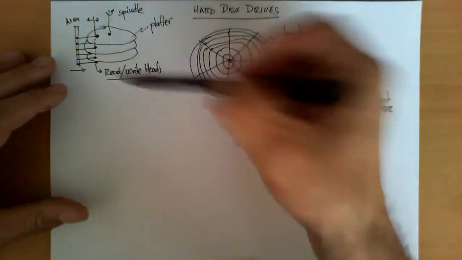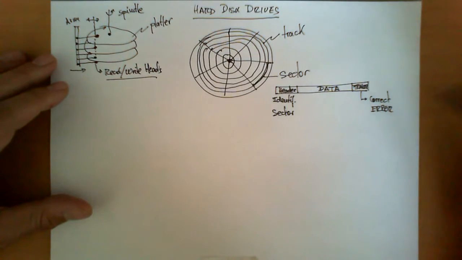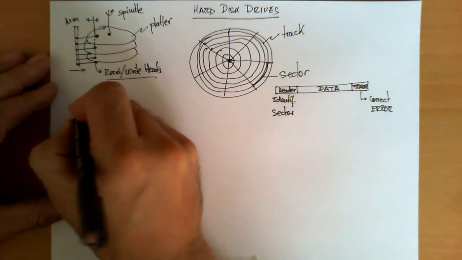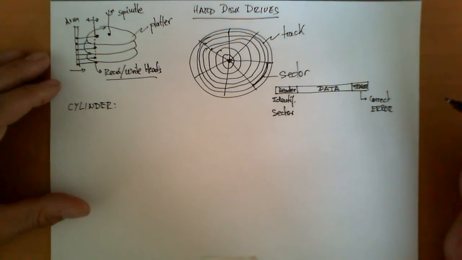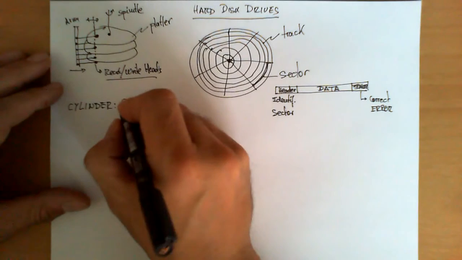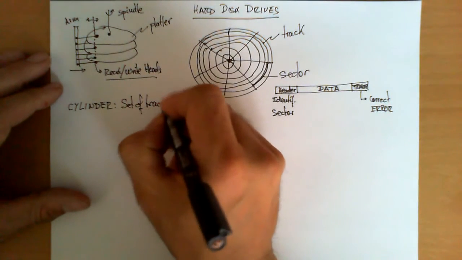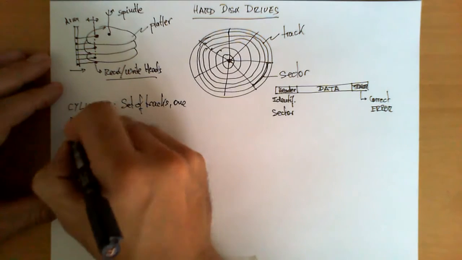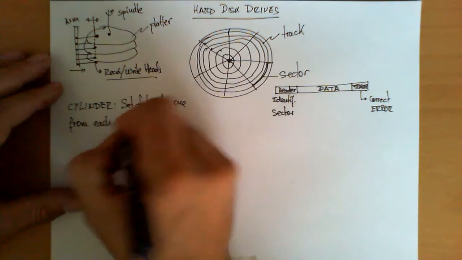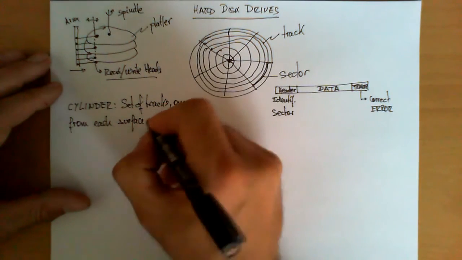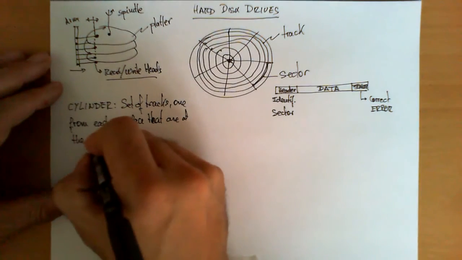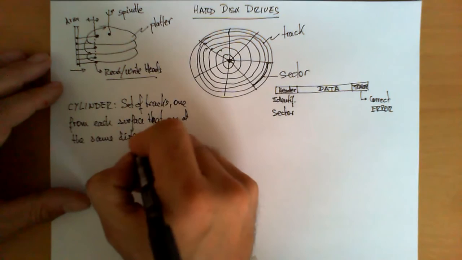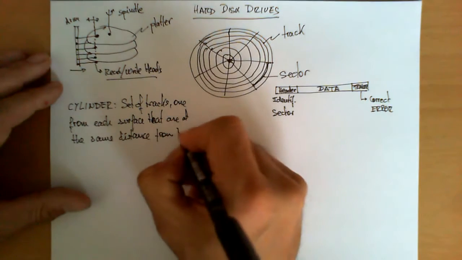Now the information in a hard drive is organized around three concepts. The first one is the concept of cylinder. It's a bit counterintuitive because there is nothing inside the disk that actually has that shape. However, a cylinder is known as the set of tracks, one from each platter, or I should say each surface, that are at the same distance from the spindle.